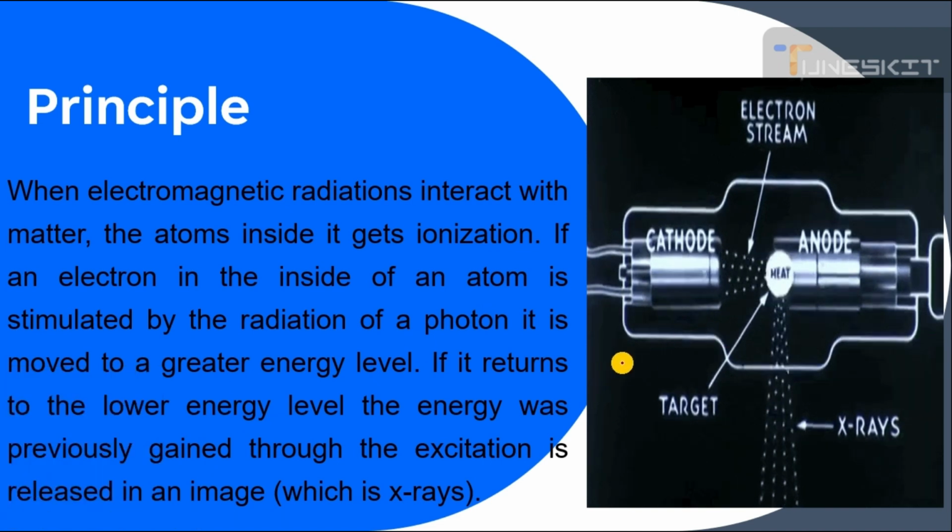here, this is the cathode. This is the source of electrons. Electrons originate from this cathode and move toward the anode. After striking the anode, they give off some kind of radiation. These radiations are known as X-ray radiations.